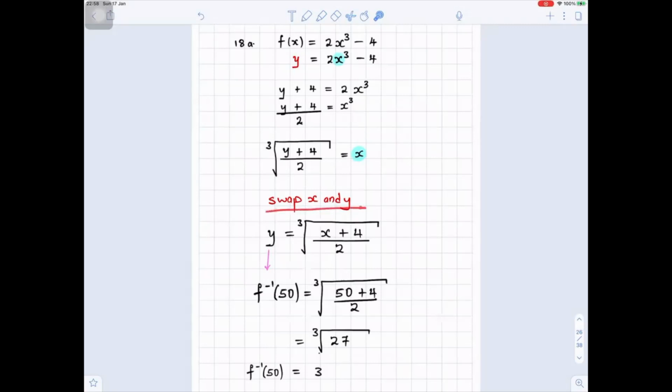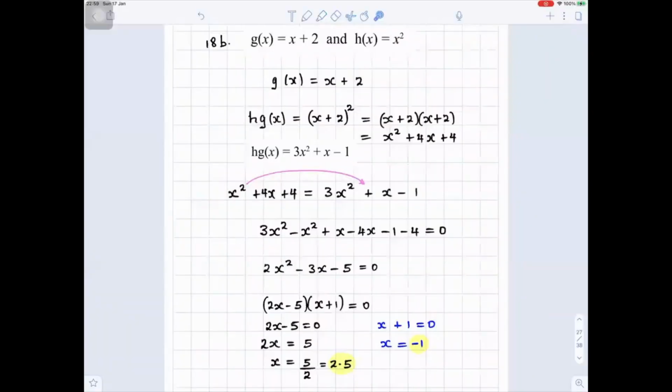Now you can swap x and y back. So you can write y equals the cube root of x plus 4 divided by 2. And you can replace y back with f inverse of 50. And if you substitute 50 for x, cube root of 50 plus 4 divided by 2, 50 plus 4 is 54, divided by 2 is 27, and the cube root of 27 is 3. That's another way to show that for question 18a.